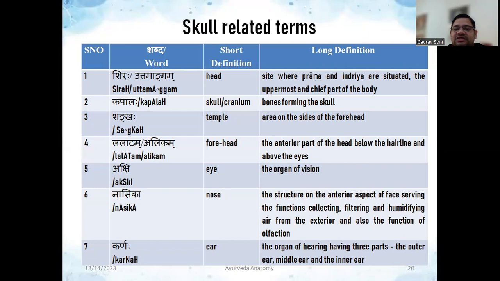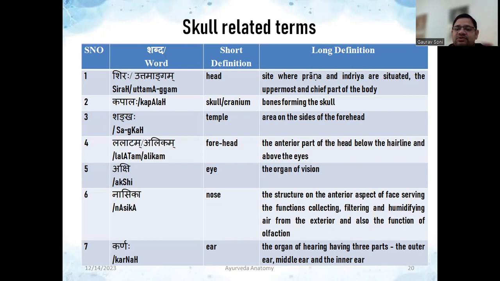Then the next word is Sankha. Sankha is the temple, the area on the side of the forehead. This particular part is called Sankha. It is just next to the ear lobules. Then comes Lalata. Lalata is forehead, the anterior part of the head below the hairline and above the eyes. Then Akshi. Akshi is the eye, the organ of vision.